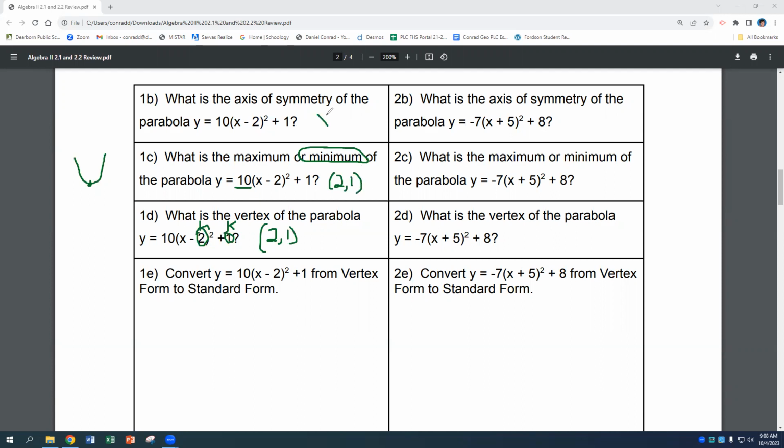And then our axis of symmetry is always x equals h. It's the line x equals h. It's a vertical line. So in this case, it's going to be x equals 2 because our h value is 2.